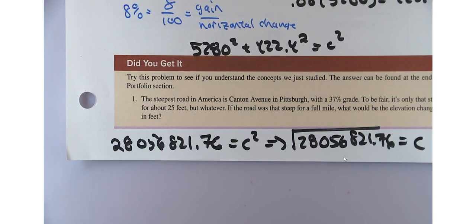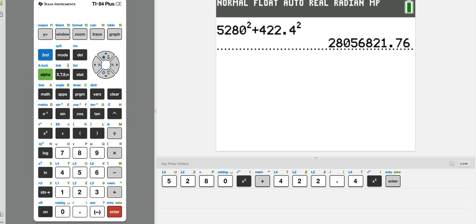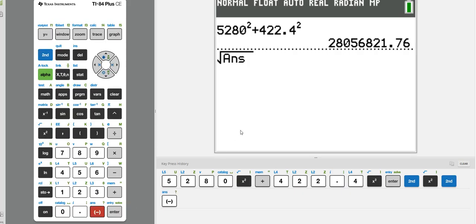We want to take the square root of this number, so kind of follow along here. This should be the last number in our calculation. If you hit the second key, then the squared key, it pulls up the square root operation. We want to take the square root of that last number. So the easiest way to do that is to hit the second key again, and then the opposite key on the bottom row of your calculator. And what does it put up there for you? It puts up answer. So it says, you want to take the square root of my previous answer. Yes, that's what you want to do.